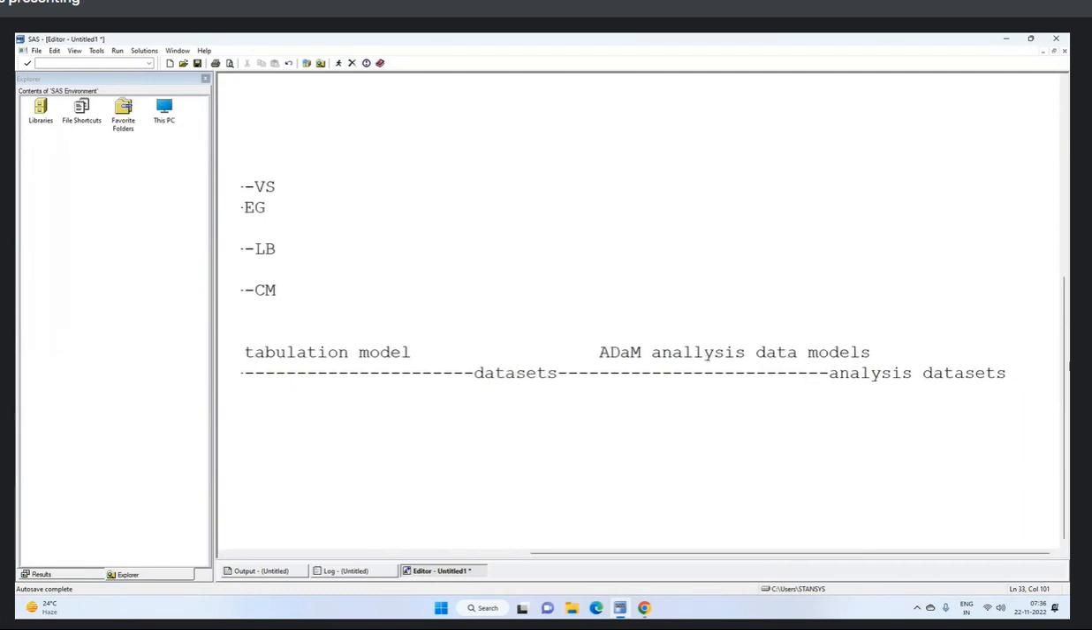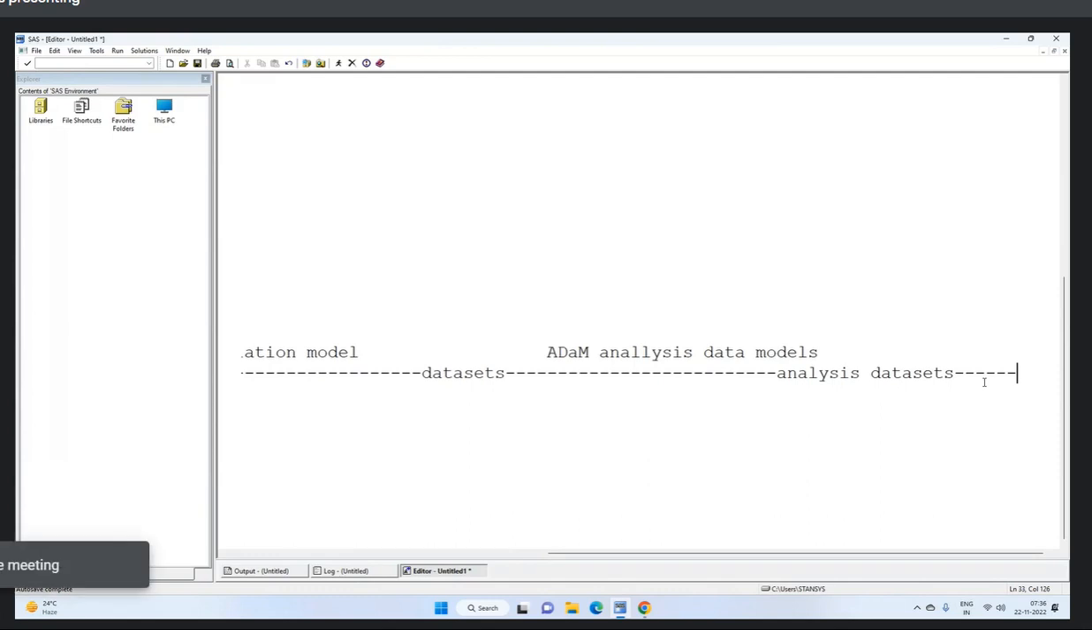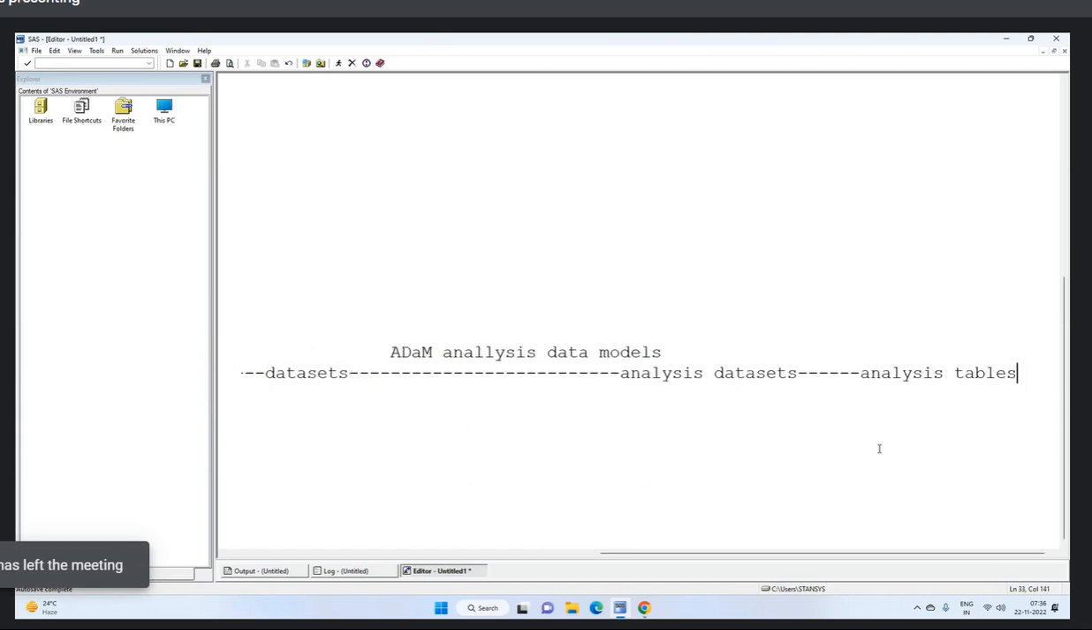And once you submit the analysis datasets, by using statistical concepts, you remember that we have learned statistical procedures like proc means, proc freq, proc univariate, and we are going to have proc ttest, proc lifetest for survival analysis, and proc reg for regression. By using those statistical concepts, we are going to analyze this data and create analysis tables. We are going to submit those analysis tables, and those are called, I told you, TLFs. In the TLFs, the T stands for these analysis tables.